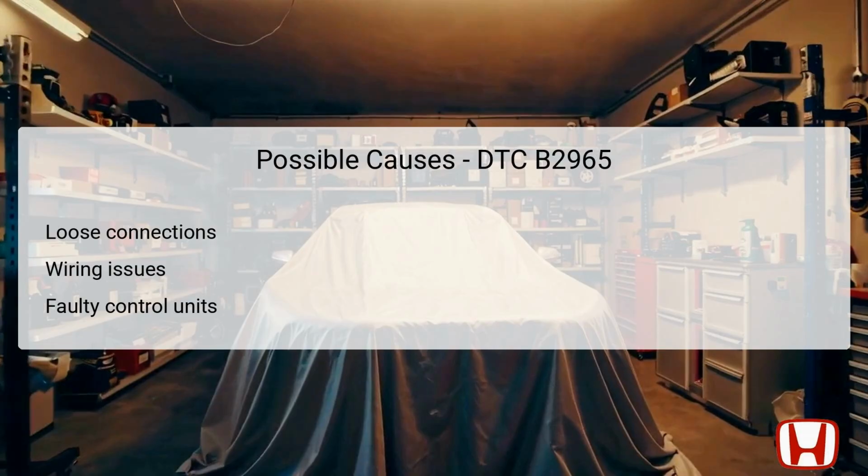Several potential causes could lead to the DTC B2965 being triggered. First, loose or corroded connections between the AC units and their wiring harness can prevent proper communication. Poor connections can lead to intermittent failures, which are often difficult to detect. Next, damaged or frayed wires within the harness may interrupt signals. These wiring issues can occur from wear and tear or from exposure to environmental factors.